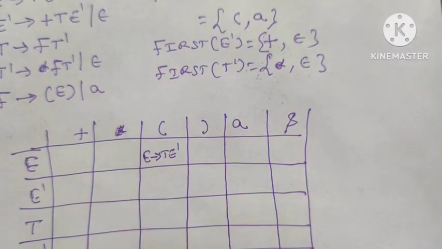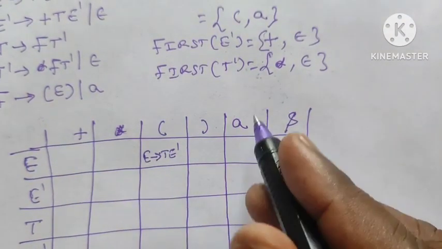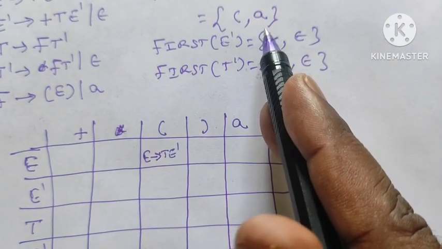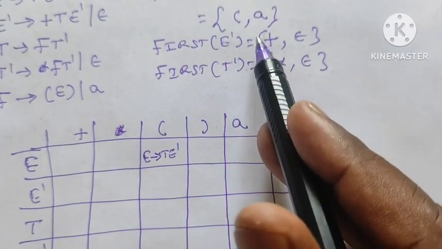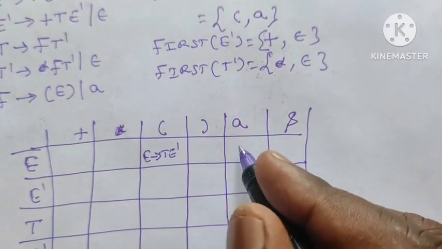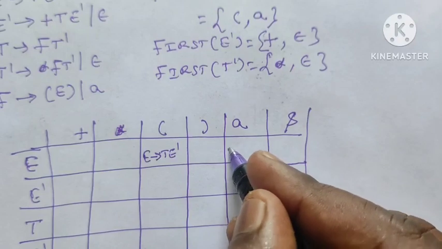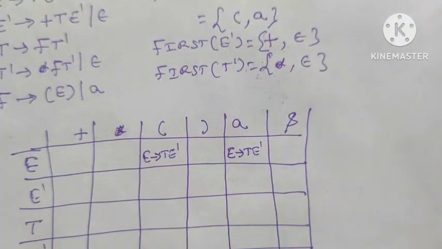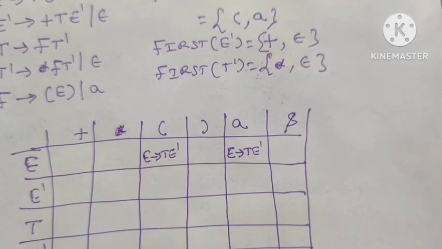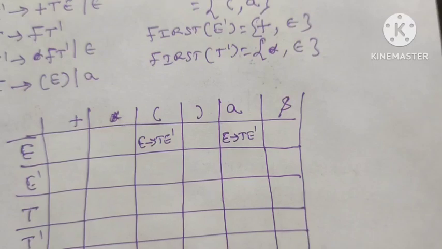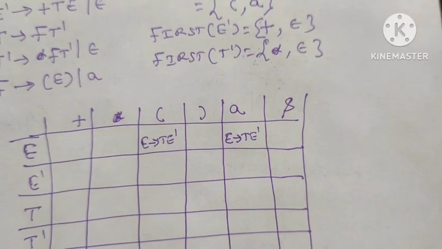Then you have also A here. First of E will also give me A. First of A, so write E tends to T E dash. Now the next one.